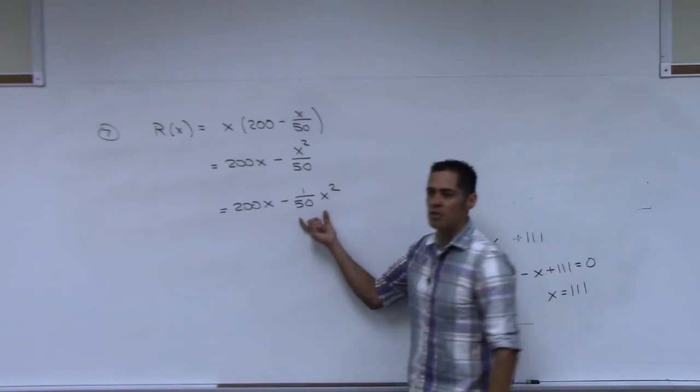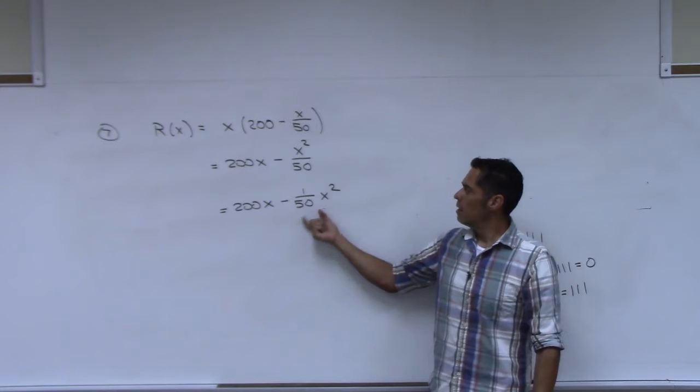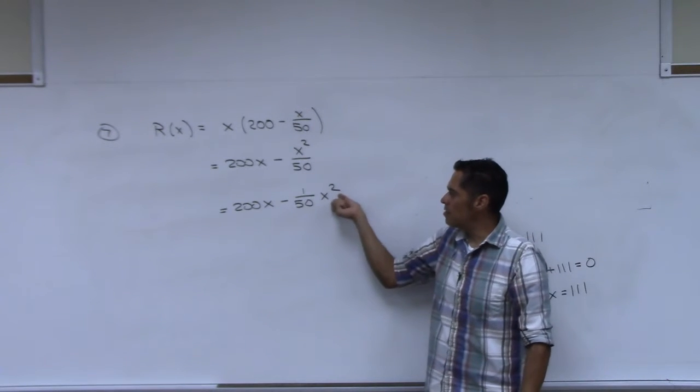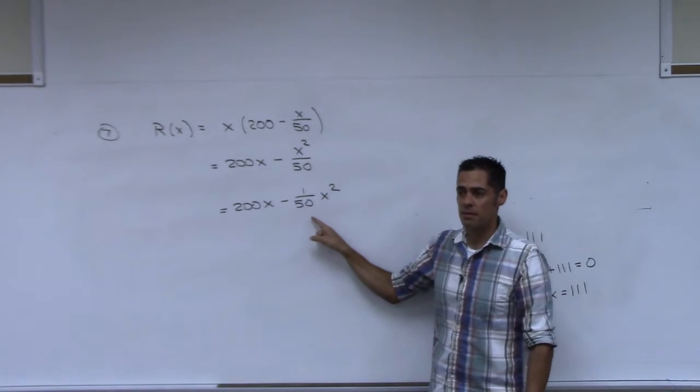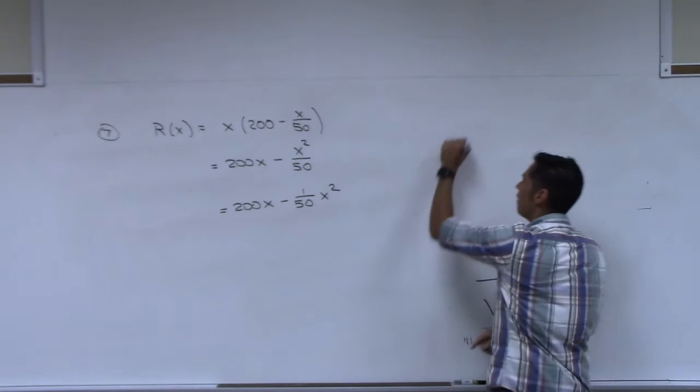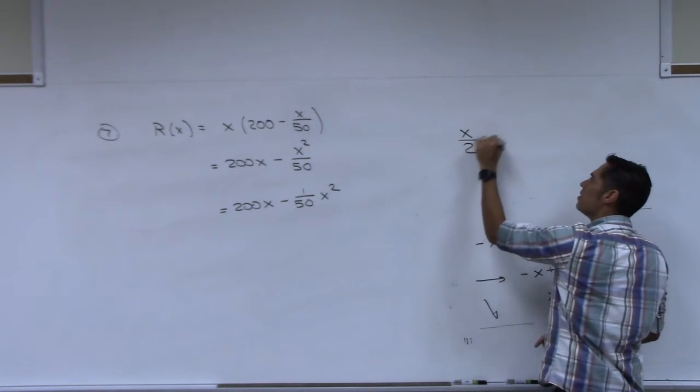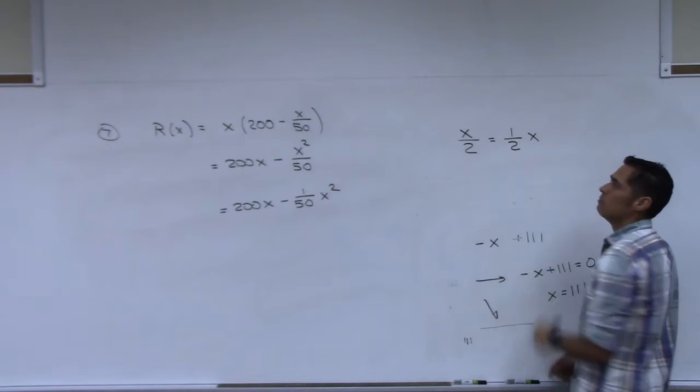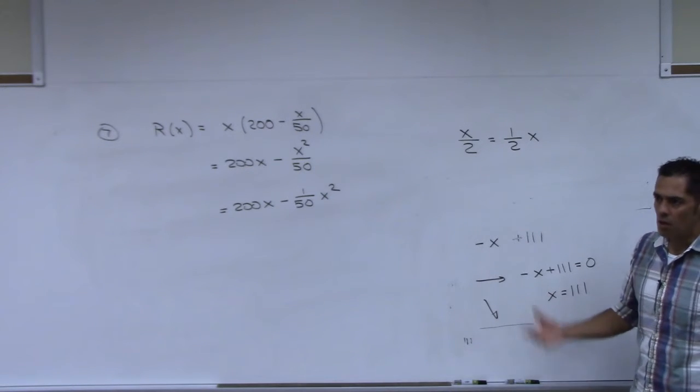That's the same expression. Instead of having a 50 below the x squared, just slide it out as a 1/50th. It's kind of like if I write x over 2, that's the same as half of x. That's all I'm doing.